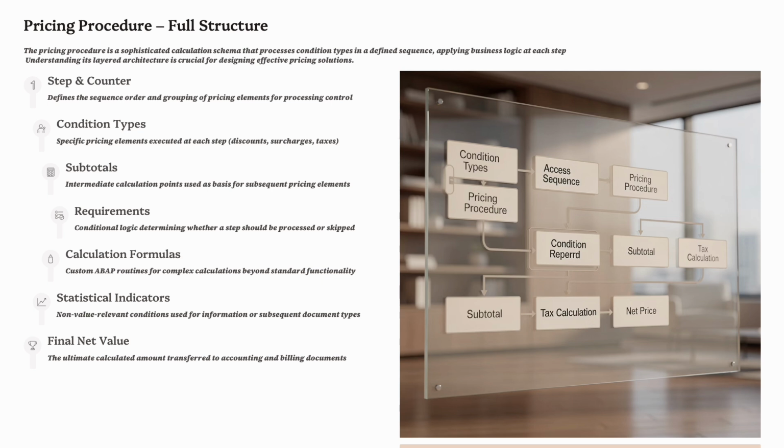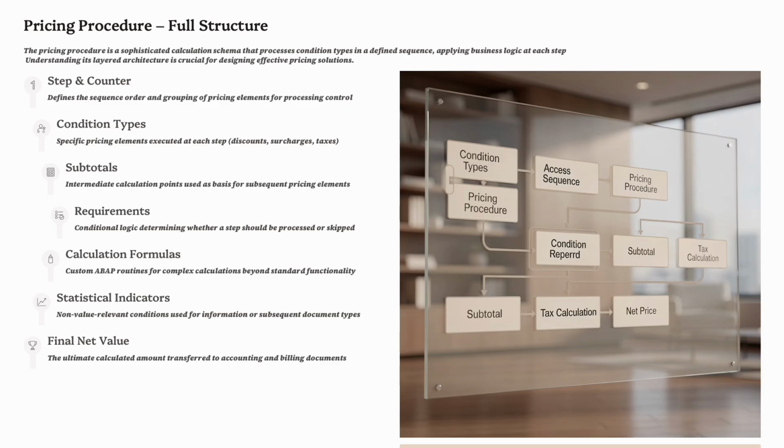3. From and to fields, subtotals logic. These fields allow SAP to group values and store them temporarily. For example, you may want SAP to calculate subtotal 1 as base price minus discounts. Then subtotal 2 may include freight. Subtotal 3 may be used for calculating tax. This structure allows flexible pricing, even in complex scenarios.